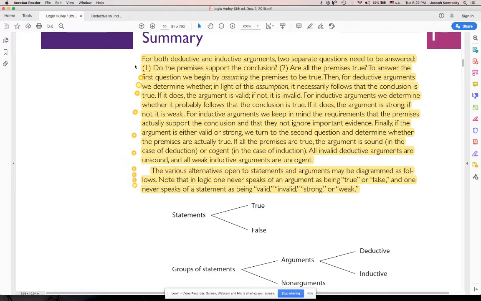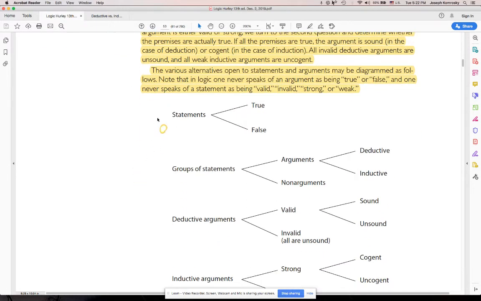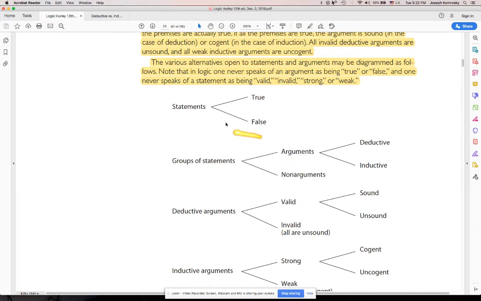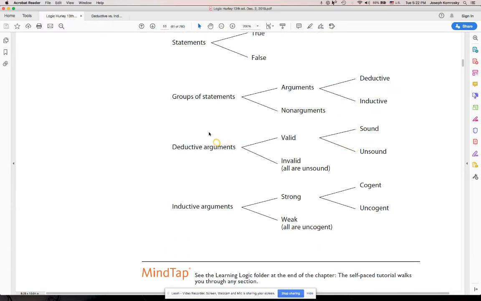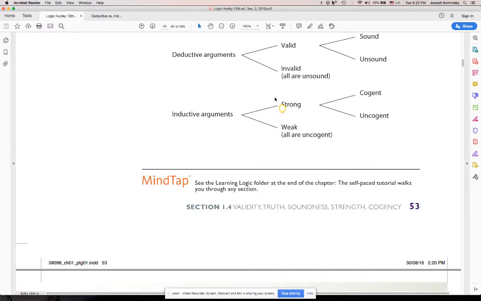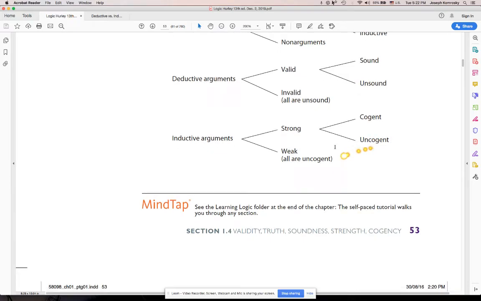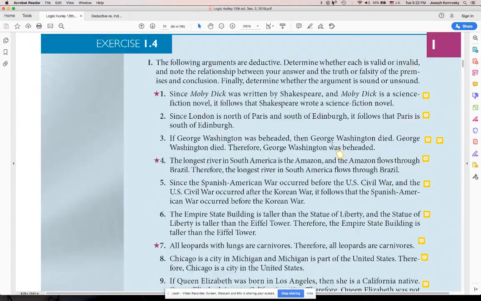You can look at this summary right here. But the bottom line, we started in the first part of chapter 1 with statements. They're either true or false. You can use statements, you can group them together. Then you're going to have arguments or non-arguments. If you have arguments, they're going to be deductive or inductive. If they're deductive, they're going to be sound or unsound, valid or invalid. Inductive, they're going to be strong or weak, cogent or uncogent. Okay, so that's the mapping. Let's do a couple examples here.